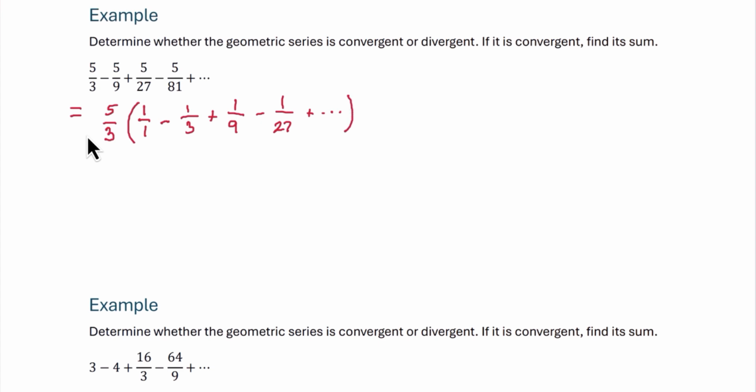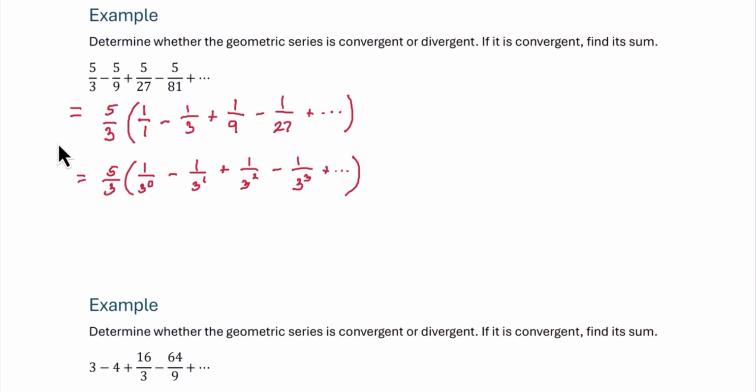Now let's see if we can notice any other patterns. Notice the denominator. 27 is 3 cubed. 9 is 3 squared. This is 3 to the first, and we can think of 1 as 3 to the 0, if that's helpful. So let's do that. We have 5/3 times 1 divided by 3 to the 0 minus 1 divided by 3 to the first plus 1 divided by 3 squared minus 1 divided by 3 cubed. And again, that pattern is going to continue.